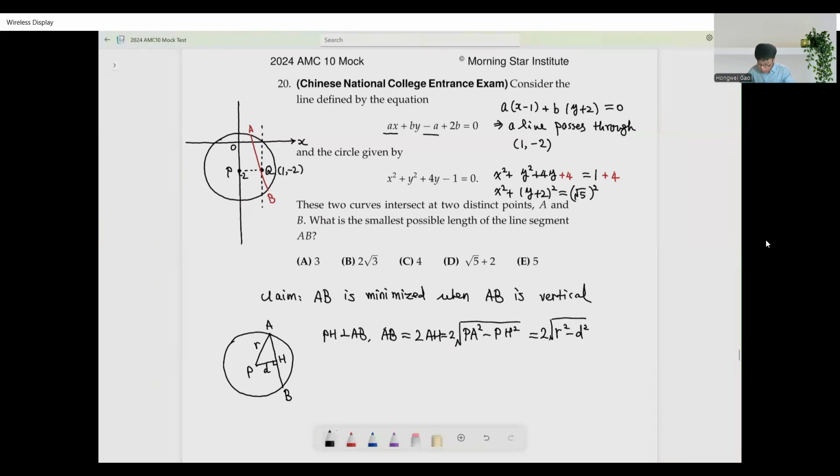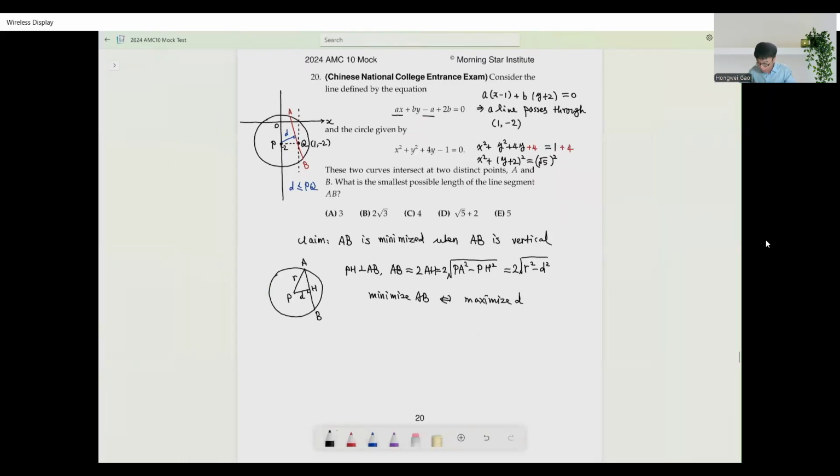So to minimize AB is equivalent to maximizing D. If D is largest, AB is smallest. Now, in our situation, if AB is not vertical, the distance will be smaller than PQ. So D is always less than or equal to PQ. D is equal to PQ when AB is vertical. So in this sense, we can find the minimum length.